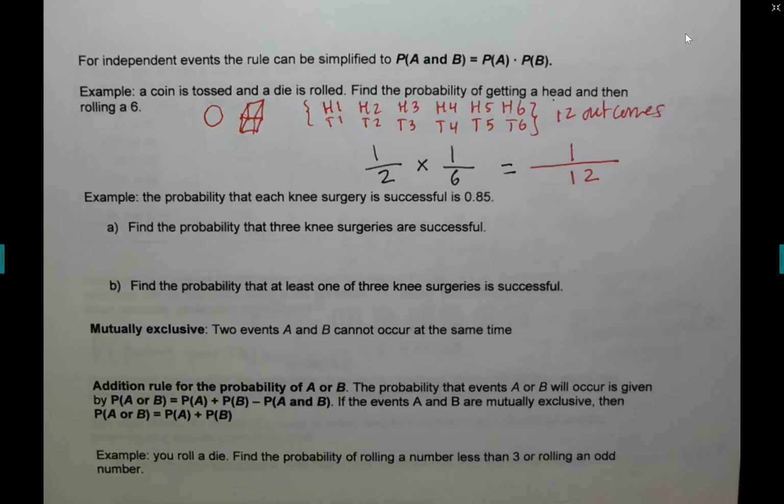The probability that each knee surgery is successful is 0.85. So a surgeon performs knee surgery, and the chance of success, guys, the probability is 0.85. The doctor performs a surgery on 3 patients. What's the probability that the 3 knee surgeries are successful?